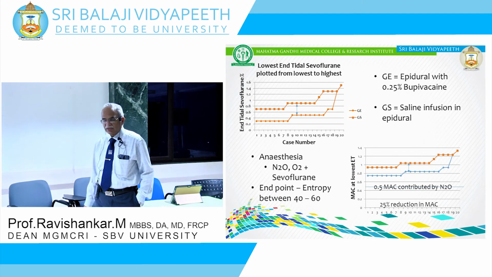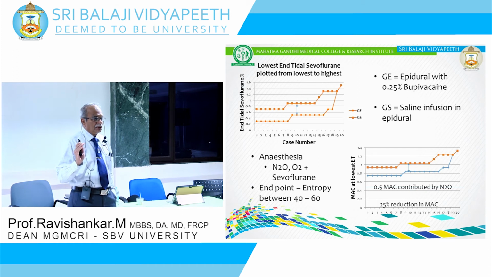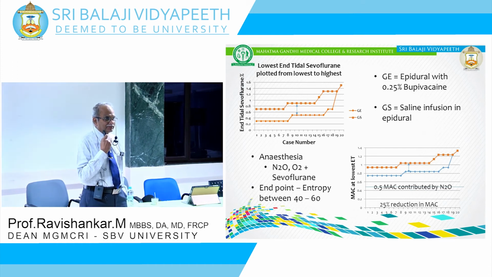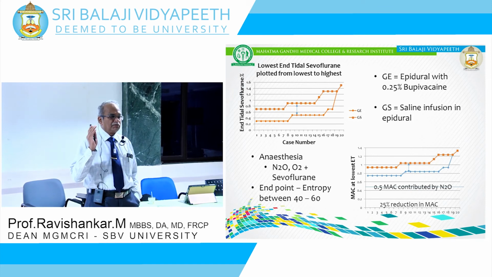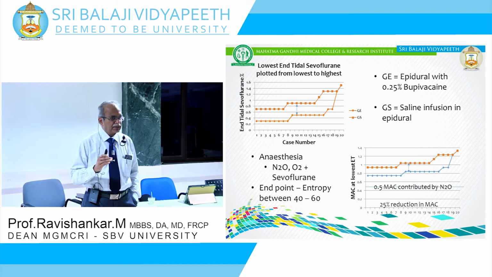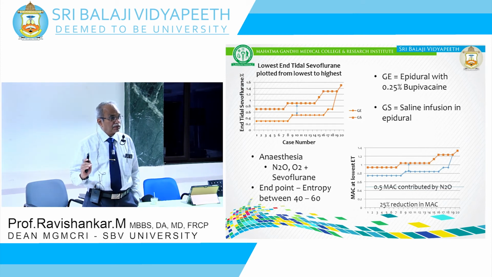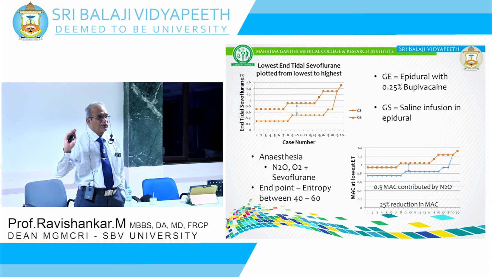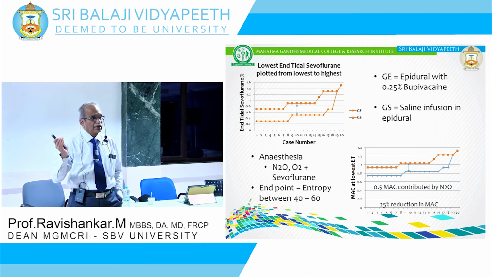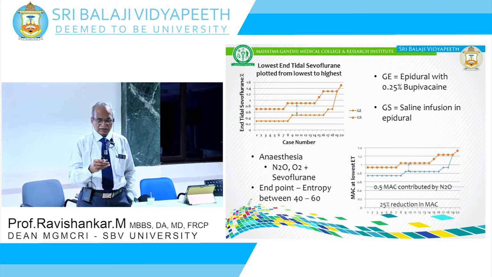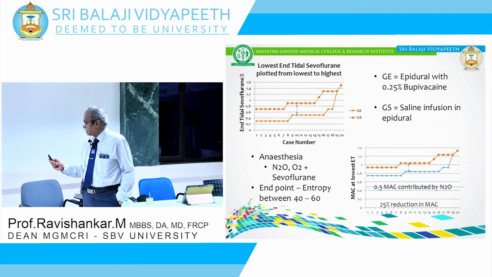And the reduction that we found is a 25% reduction in the MAC when you have used a regional block. So the suppression of the brain, because the afferent input is not there, has come down only by 25%. It is not that you can go down by 70%. It's only by 25% you can go down, because you still have to maintain the patient's brain at a level where they do not react to the surroundings. It is not just MAC awake. So there's a reduction of 25% in the MAC.